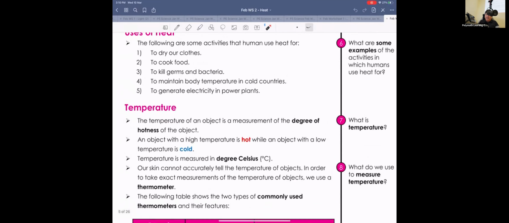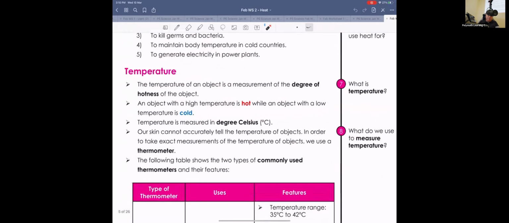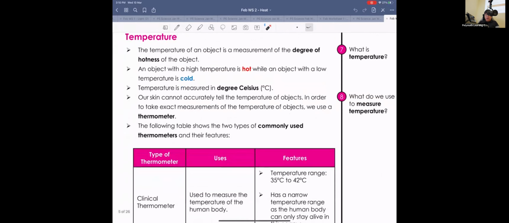It is used to dry our clothes. It is used to kill germs and bacteria. It is used to maintain our body temperature. If we don't have that much heat, then we cannot maintain our body temperature and we may even die. And we also use heat to generate electricity. This one again, you'll learn it later on. I'm not going to talk about it much.